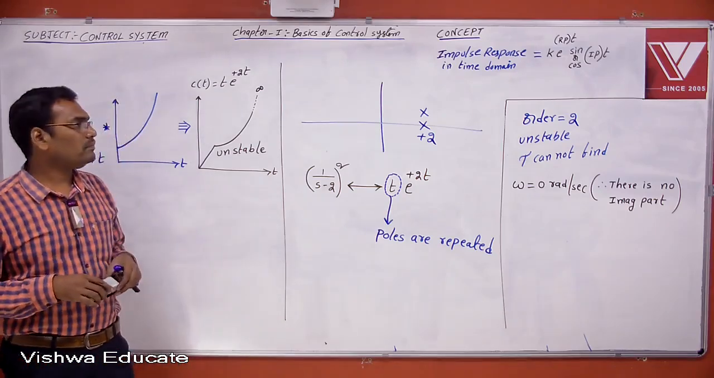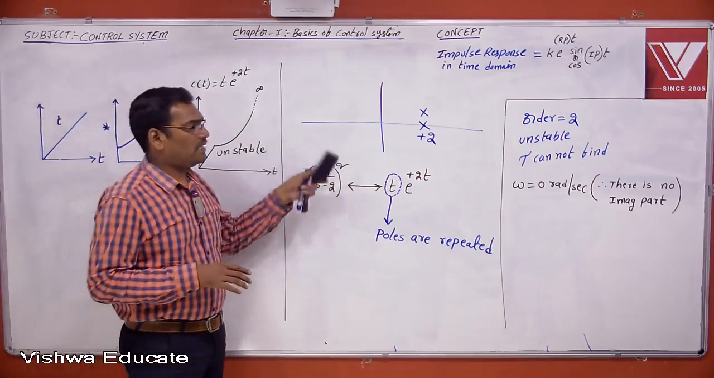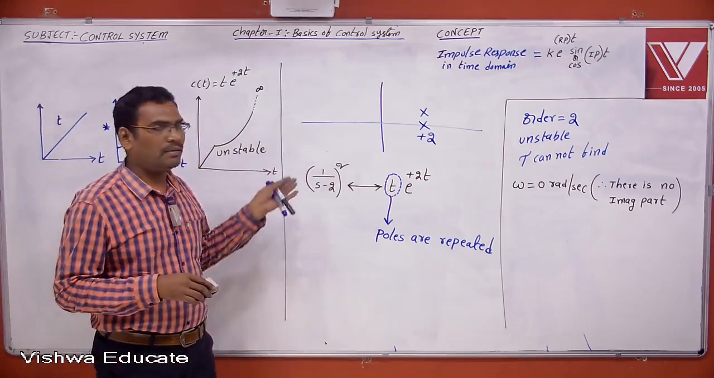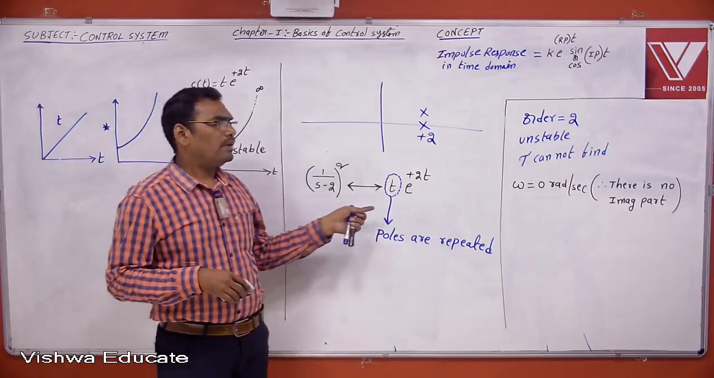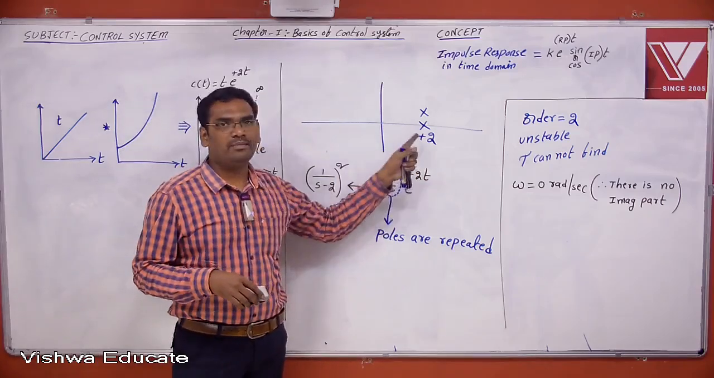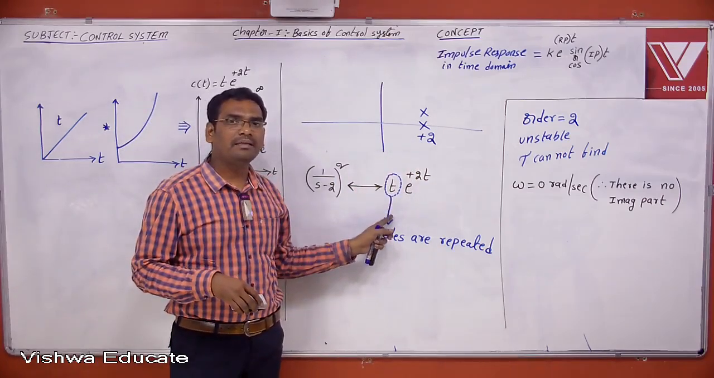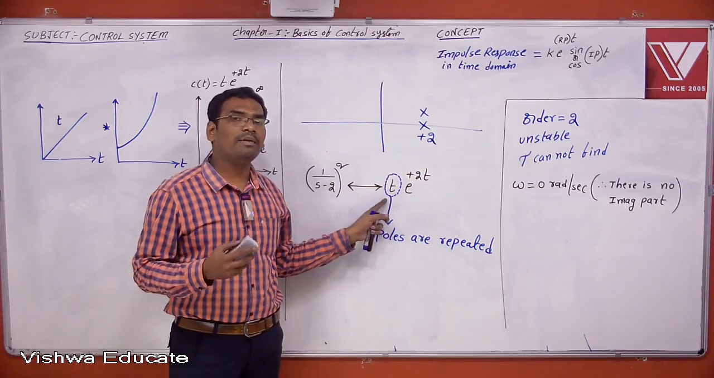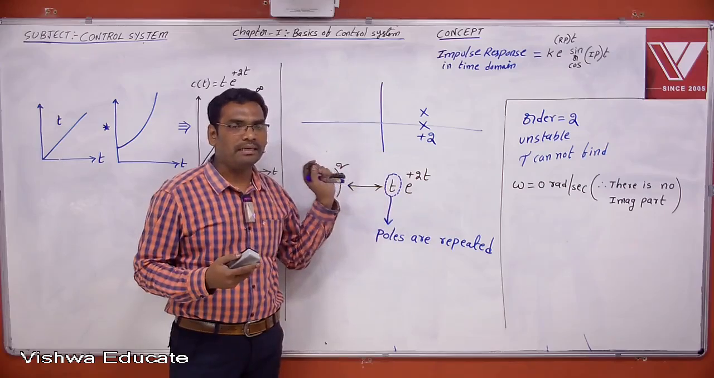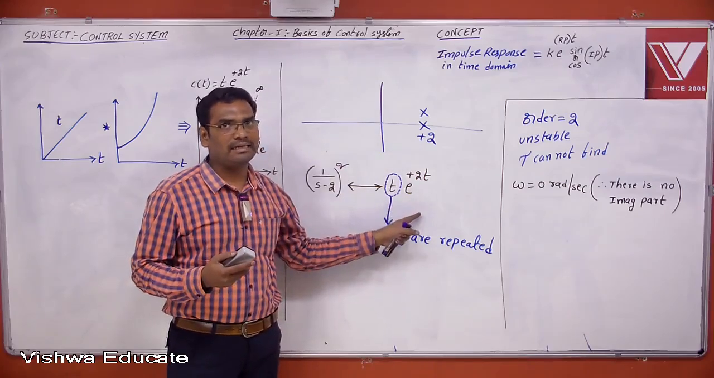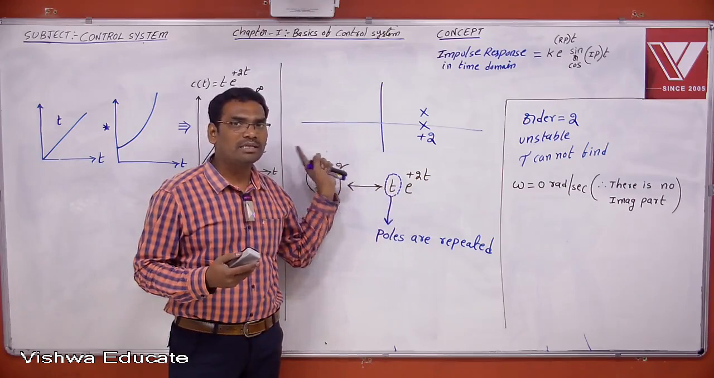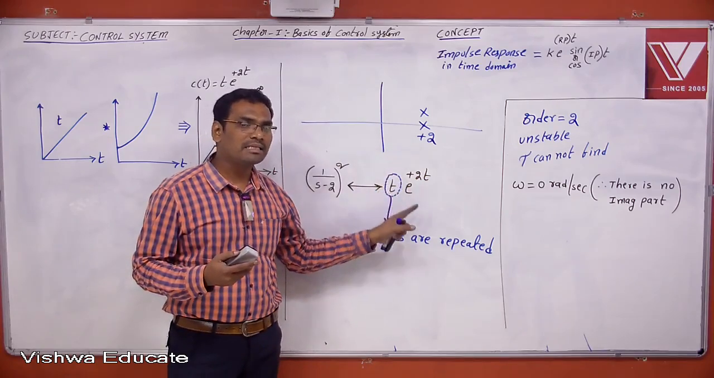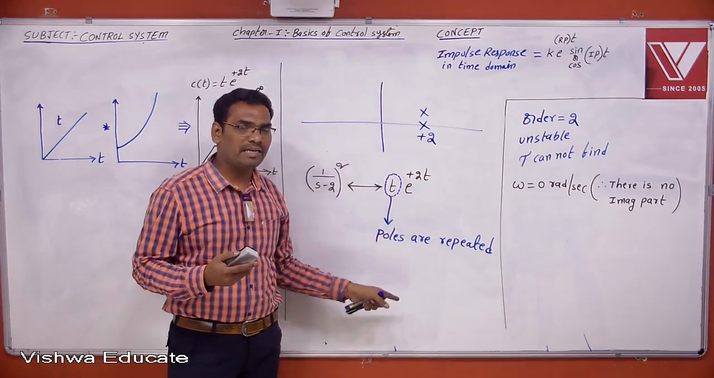Okay. Now, in the same manner, we have to see the other possibilities also. In any question, in any S-plane, if a t term is coming in the time response, or in the impulse response, you have to remember that the poles are repeated. Where are they repeated? See the second term. If it is exponential, poles are repeated on the real axis. If it is a sine term, poles are repeated on the imaginary axis.